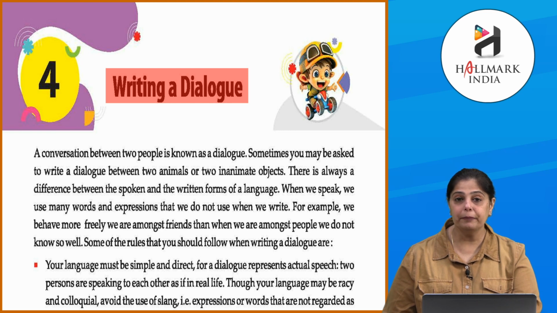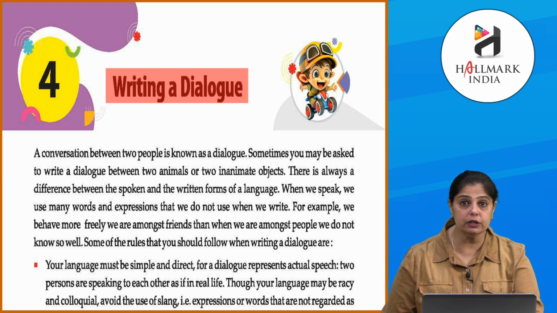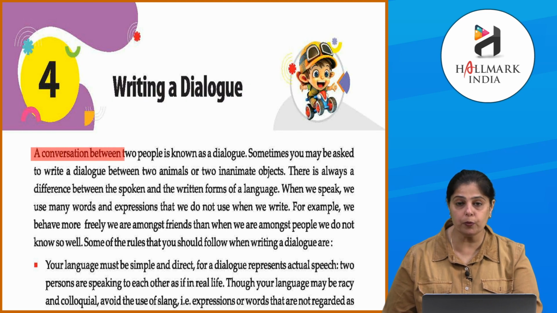Alright? So बच्चों डायलॉग क्या होता है? डायलॉग इज अ कॉन्वर्जेशन. ओके, दो लोगों के बीच में या दो या से ज़्यादा लोगों के बीच में जो होता है वो होता है डायलॉग. इट्स अ कॉन्वर्जेशन बिटवीन टू और टू एंड मोर पीपल. क्लियर? सो देखते हैं कि ये कॉन्वर्जेशन कैसे लिखा जाता है. अ कॉन्वर्जेशन बिटवीन टू पीपल इज नोन एज अ डायलॉग.